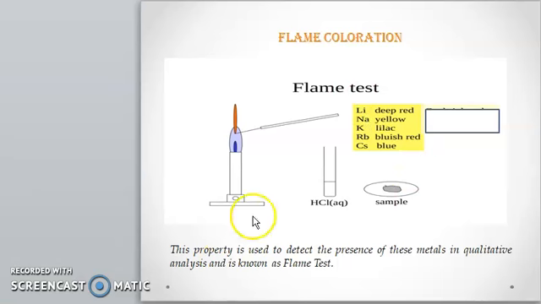This property is used to detect the presence of these metals in qualitative analysis and is known as the flame test. You have done this practical in your 12th, the flame test, on the Bunsen burner.